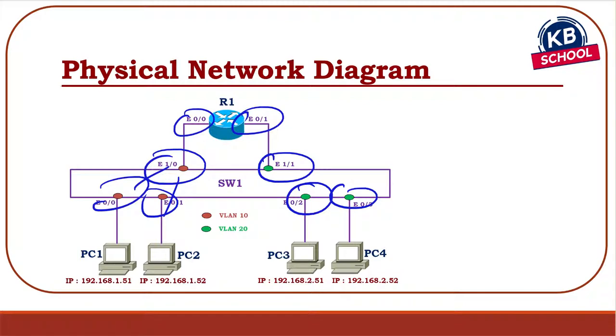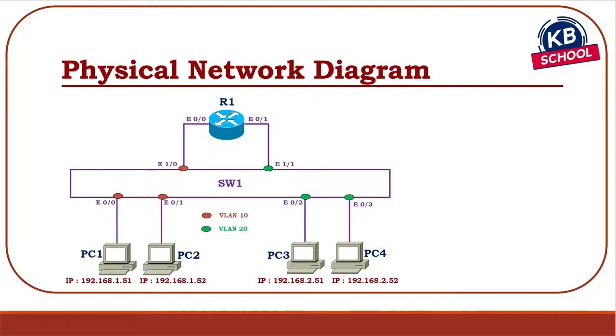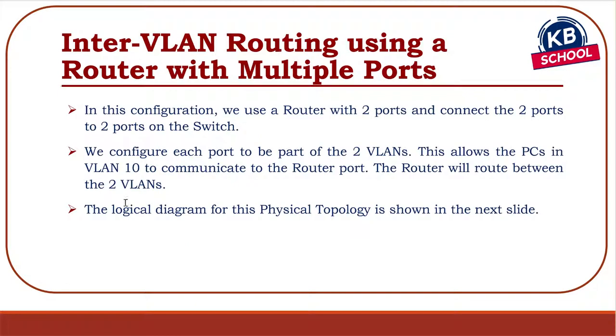All right, so let's take a look at the write-up. Hope you guys understand this. So let's take a look at the write-up over here. In this configuration, we use a router with two ports and connect the two ports to two ports on the switch, which I showed you guys. We configure each port to be part of the two VLANs. This allows the PCs in VLAN 10 to communicate at the router port. The router will route between the two VLANs.